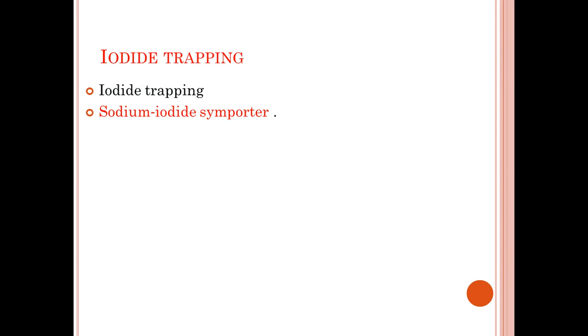Usually the concentration of iodide in the gland is about 20 times its concentration in the plasma, and sometimes it reaches 100 times or more. The next step is that iodide is converted to iodine. Iodide is converted to iodine within the thyroid gland, and this is controlled by a special enzyme called thyroid peroxidase.